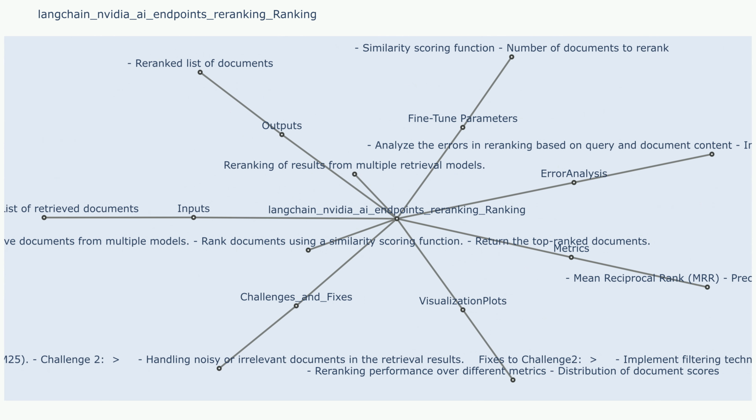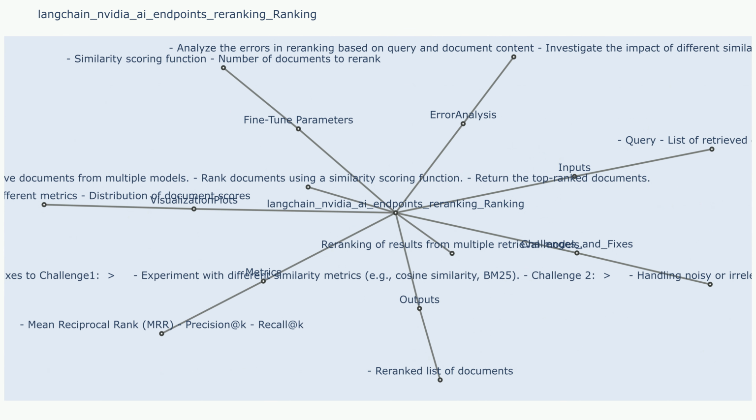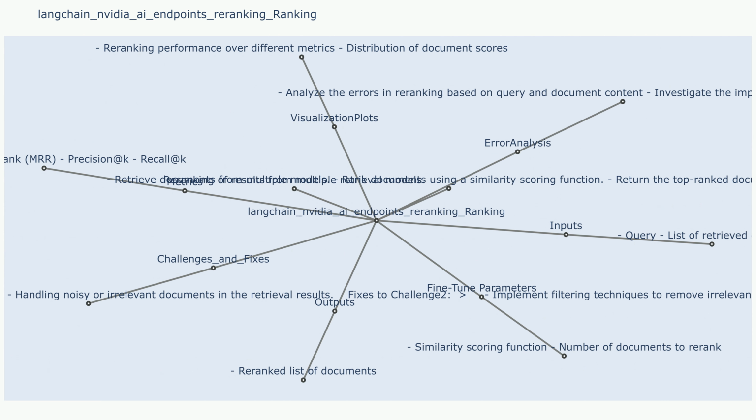Fine-tune parameters. Threshold. The minimum score required for a document to be considered relevant during re-ranking. This parameter influences the overall level of strictness in the ranking process. Re-ranking model. Different language models can be used for re-ranking. Fine-tuning specific parameters within these models can enhance their performance for particular domains or tasks.